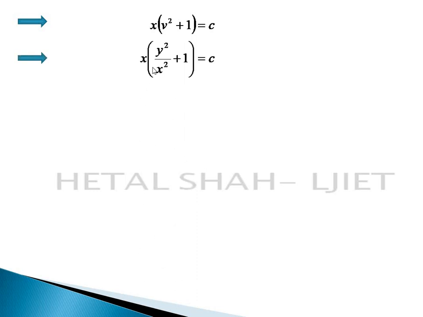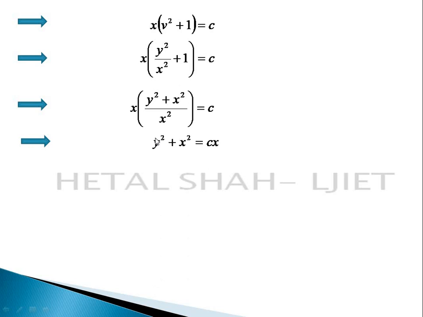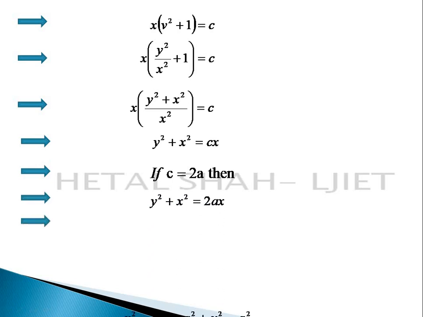The value we want here, we substitute the value of v, which is y by x. Now by simplifying this, we get y square plus x square whole by x square, here x cancels, so y square plus x square is equal to cx. Here c is any constant, if we substitute c is equal to 2a, then y square plus x square is equal to 2ax. So x square minus 2ax plus a square plus y square is equal to a square.